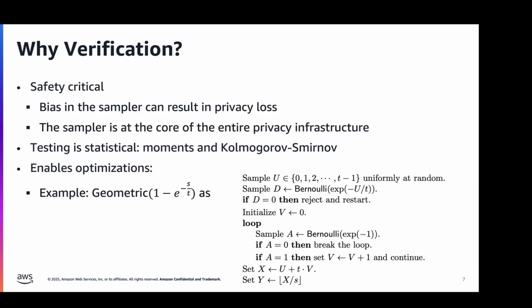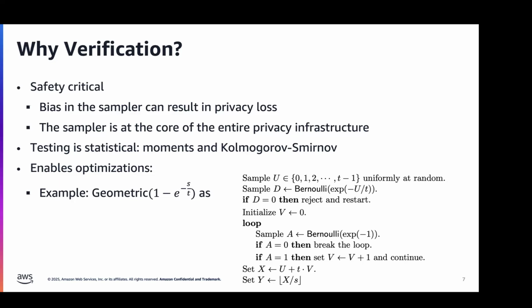Of course, we do a lot of testing, but testing is statistical. For example, we test the first 4 moments. That's essentially mean, variance, skew, and kurtosis. But we also do non-parametric tests like Kolmogorov-Smirnov. But this is far from perfect. It's expensive.